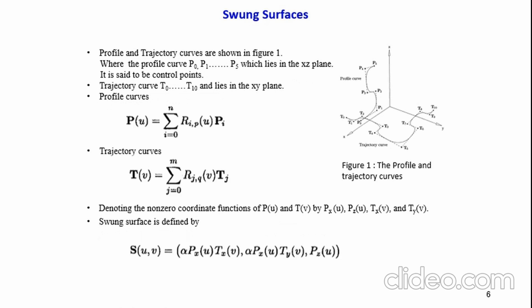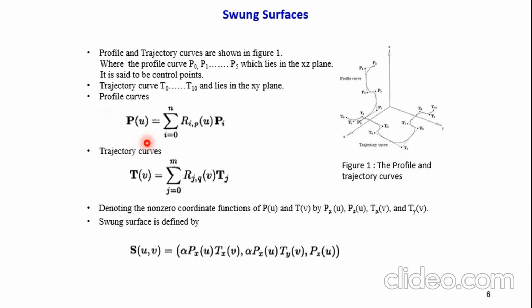So here we can see this sunk surface figure. Here you can see the profile curve and trajectory curve in figure 1. The profile curve is denoted as P0 to P5 in the X and Z plane, and the trajectory curve is denoted as T0 to T10 in the X and Y plane. If we rotate the profile curve along the x-axis by 360 degrees, we will get the surface, but we are not going to rotate it 360 degrees. Instead, the path of the rotation is defined by the trajectory curve.